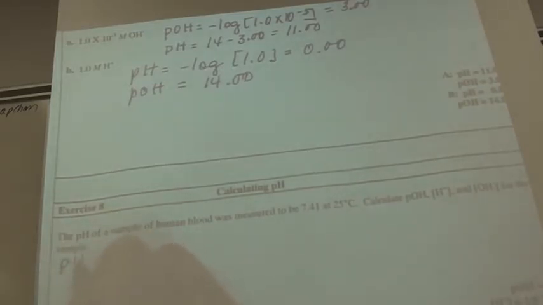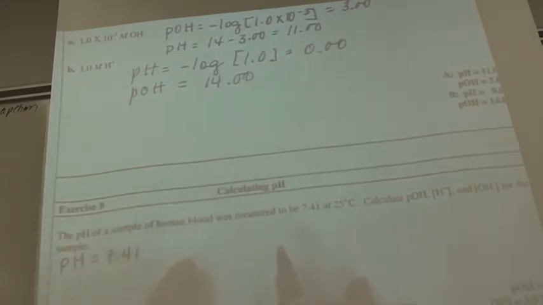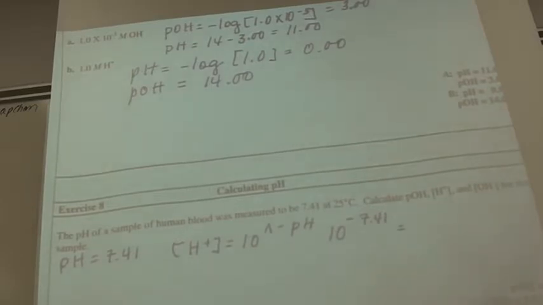So we know that pH is equal to 7.41. The way you get from pH to hydrogen ion concentration is this way. The hydrogen ion concentration is equal to 10 raised to the negative pH. So 10 raised to the negative 7.41 is equal to, try this in your calculator just to make sure you can do it too. 3.89.